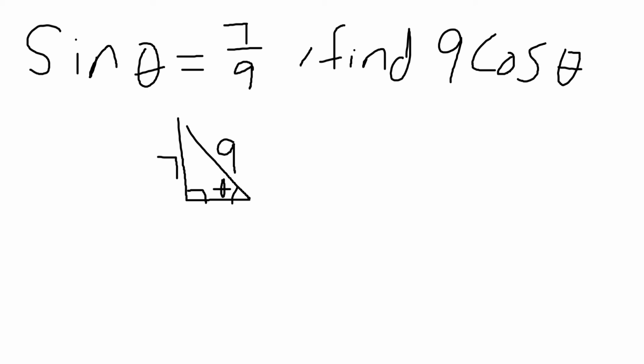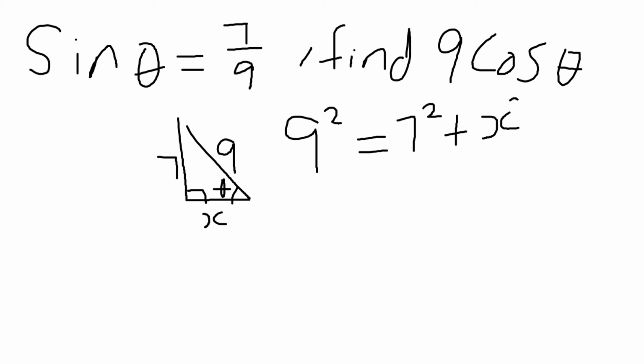So in order to get this particular side, call it x, which is our adjacent, we don't know what it is, but we know that when we square our hypotenuse according to the formula, this will give us the square of the opposite plus the square of the adjacent. So in this sense, we know that 81 will give us 49 plus x squared.